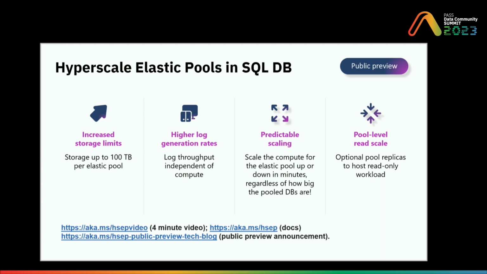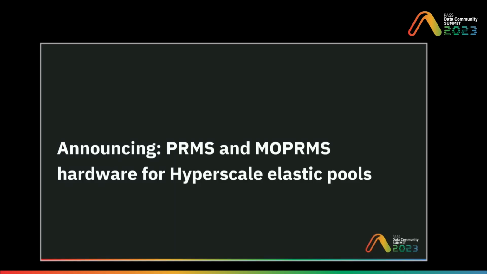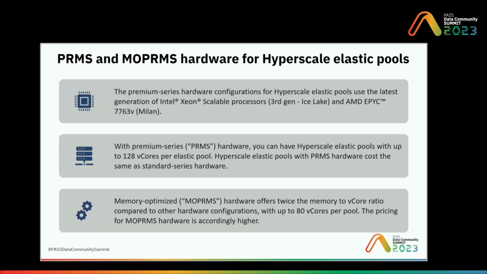We previously had pools in preview. They've been in preview since May 2023. With this event, there's a blog post out there, we have announced premium series hardware and memory optimized premium series hardware for pools as well. With premium series hardware, you can go up to 128 vCores for the pool itself. This is huge because if you had workloads which need that kind of compute power, you have it now with premium series.